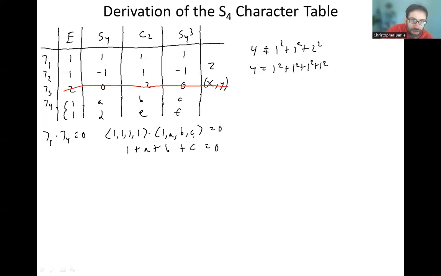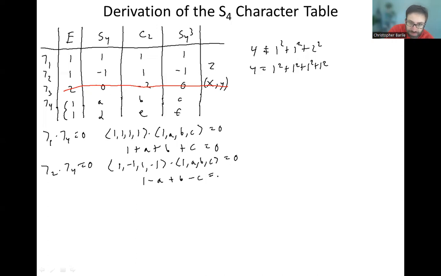and this must equal 0. And then we can do a very analogous thing with gamma 2 dotted with gamma 4 equals 0. Gamma 2 is 1, minus 1, 1, minus 1. And when we dot that with 1, A, B, C, that also must be equal to 0. We're going to get now 1 minus A plus B minus C equals 0.